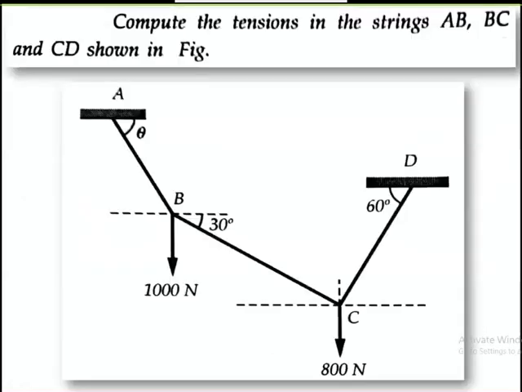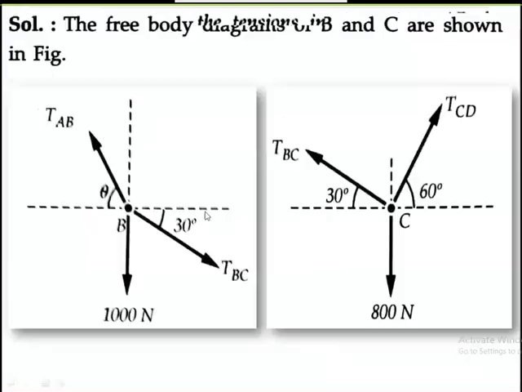Next problem. Compute the tensions in the strings AB, BC, CD as shown in the figure. You have to compute the tensions in the string AB or BA, the same, BC, and the other one is CD. Now B is connected to the points A and C, and also joint C is connected to the points D and B. So we will write the free body diagram separately.